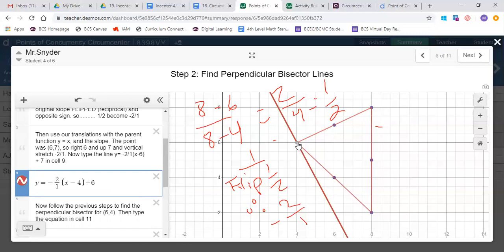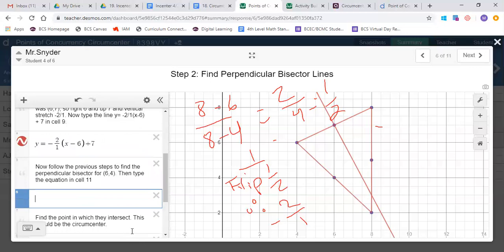But I don't want it to go through the point. I want through this point. I want it to go through the midpoint. So I'm going to move it over there to 6, 7. So x -6 and +7. And notice that it goes through the midpoint. I can then do the exact same thing with all of the other equations. Really, all I need to do is do this with 2.